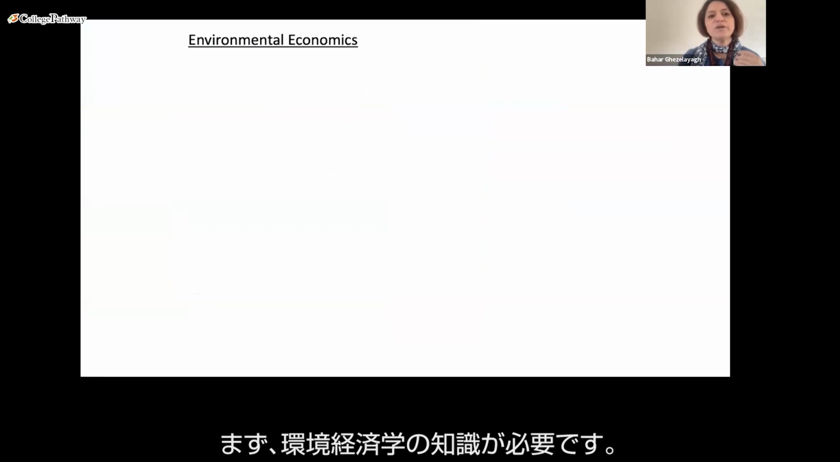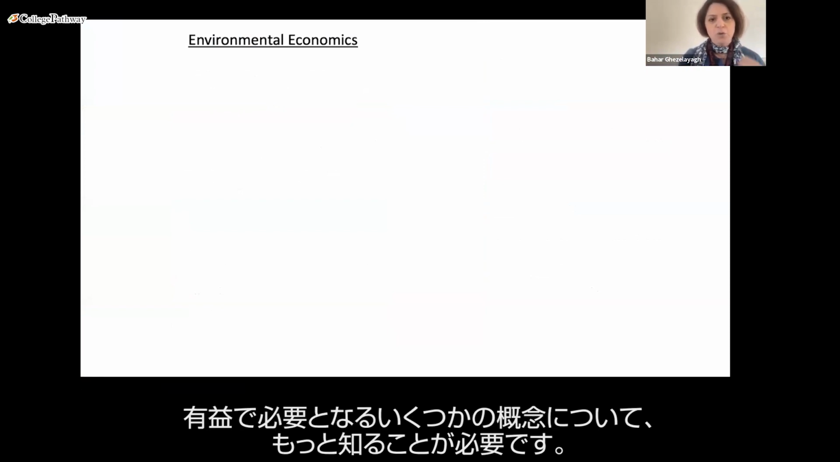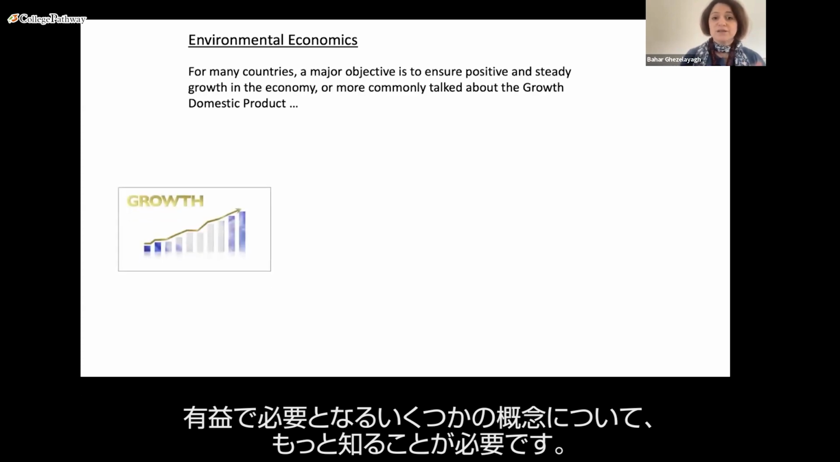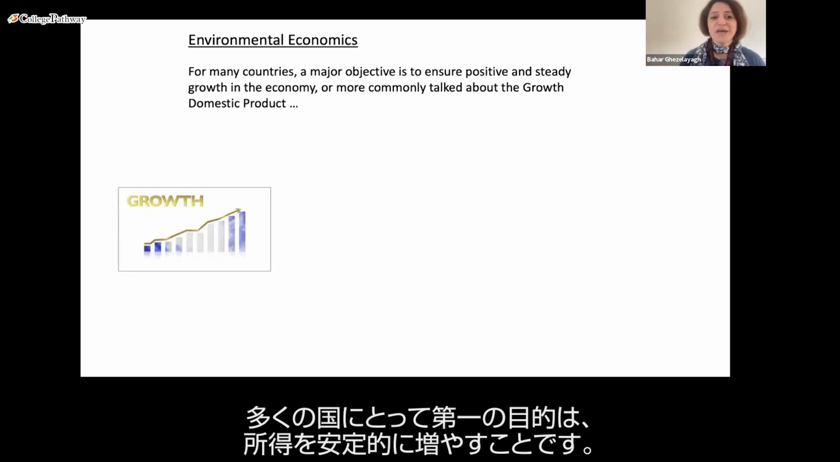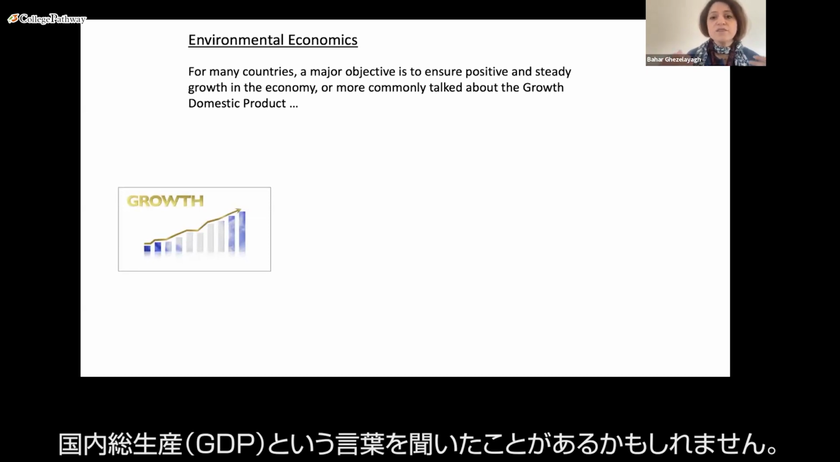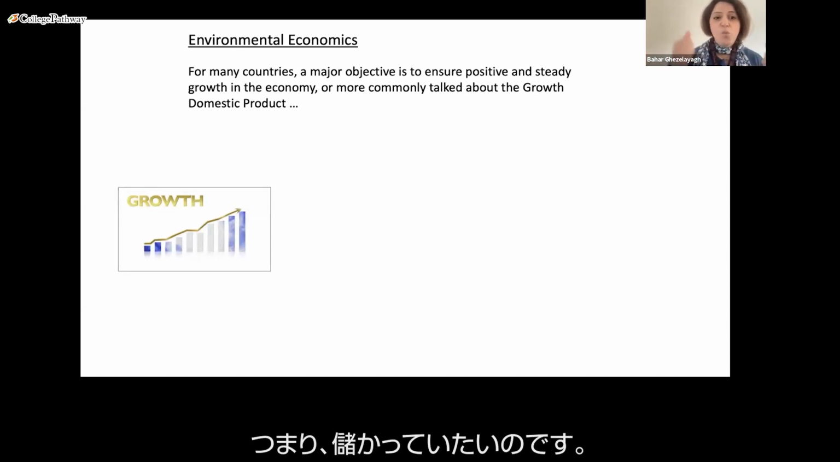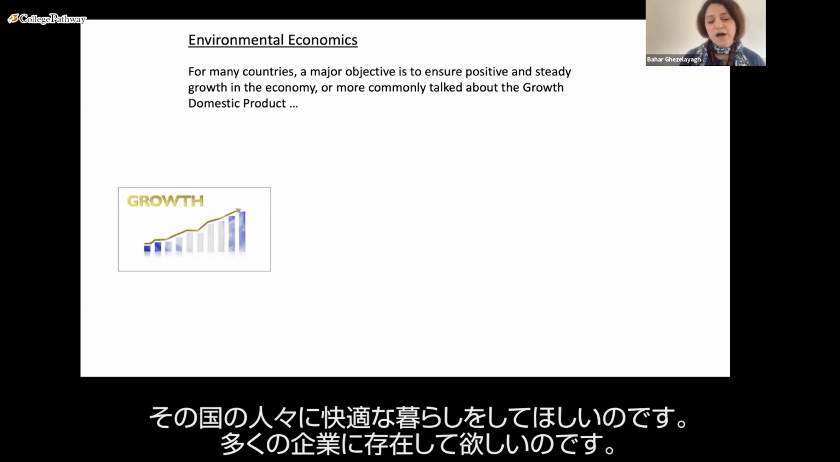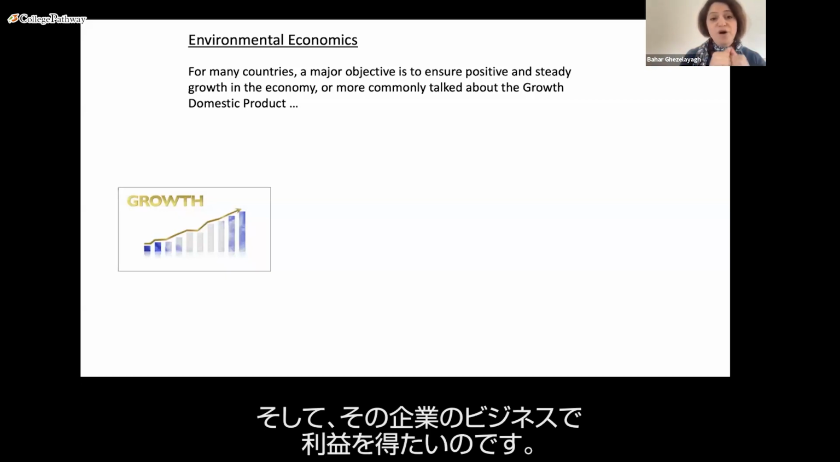The tools that we need: first, we need to know about environmental economics. We need to know more about several concepts that are going to be very useful and very needed. For many countries, I cannot think of any country that doesn't have this objective. The major objective is to have a positive and steady growth in the economy of the country. Maybe you've heard about the gross domestic product, GDP. This is what countries want. They want to be profitable. They want the people in the country to live comfortably. They want to have lots of businesses. They want to have profits for these businesses.